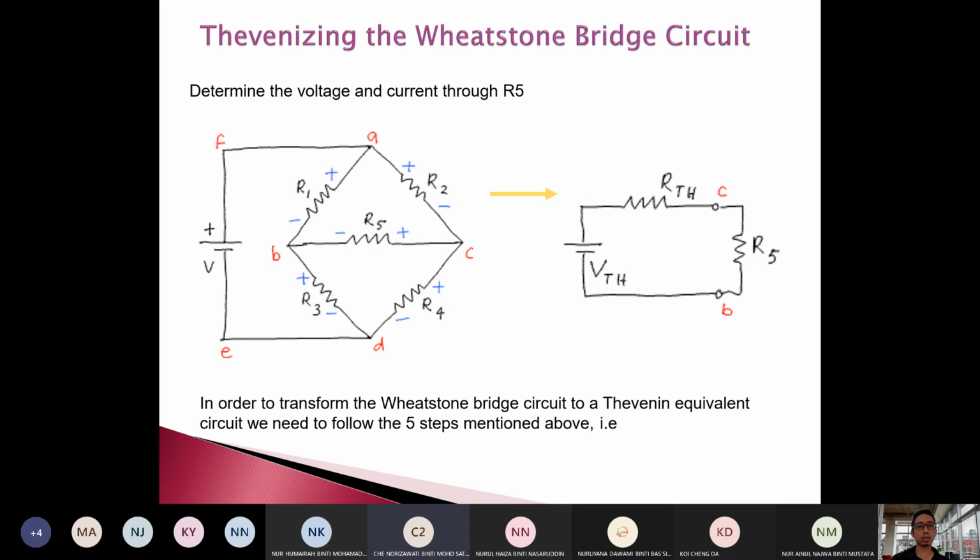So just now we saw how to solve the circuit using Kirchhoff's voltage law. Now, how can we use Thevenin's circuit theorem to solve for the Wheatstone bridge circuit? Let's say we want to know what is our R5. We assume that R5 is our RL, and the rest we assume as R Thevenin and V Thevenin.